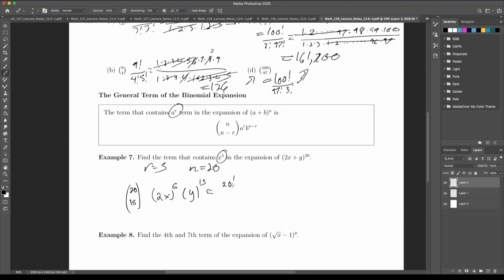So this will be 20 factorial over 15 factorial times 5 factorial, times 2 to the 5th, x to the 5th, y to the 15th. Notice here, do not do this by hand. Absolutely do not do this by hand, right? Just crunch this through a calculator. Type in 20 factorial over 15 factorial times 5 factorial times 2 to the 5th times x to the 5th times y to the 15th. Crunch that through, you're going to get this fun number here.